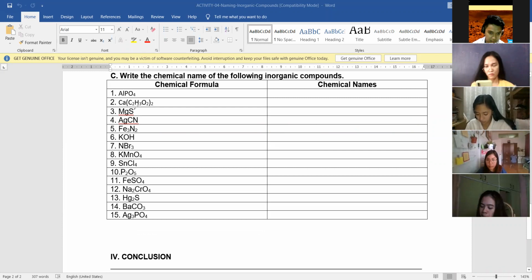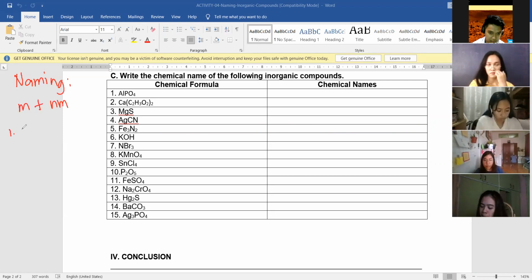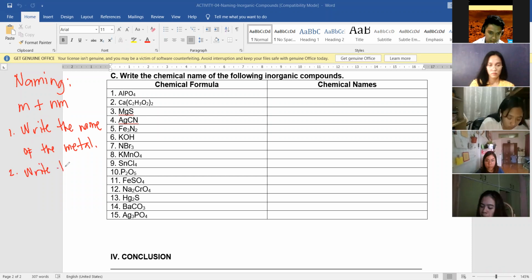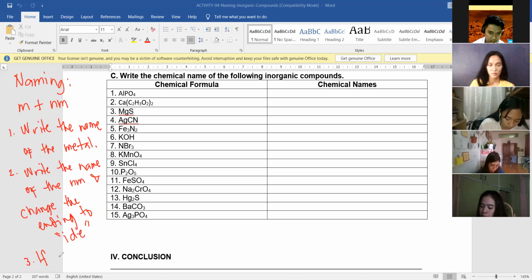So, paano gani ang naming? Ang naming class, pag metal plus non-metal, ang first step is to write the name of the metal as is lang. I-write lang din mo ang name sa metal. Tapos, number 2, write the name of the non-metal and change the ending to IDE. Okay? Pag single element. Pero number 3, if the second part or the anion is polyatomic.